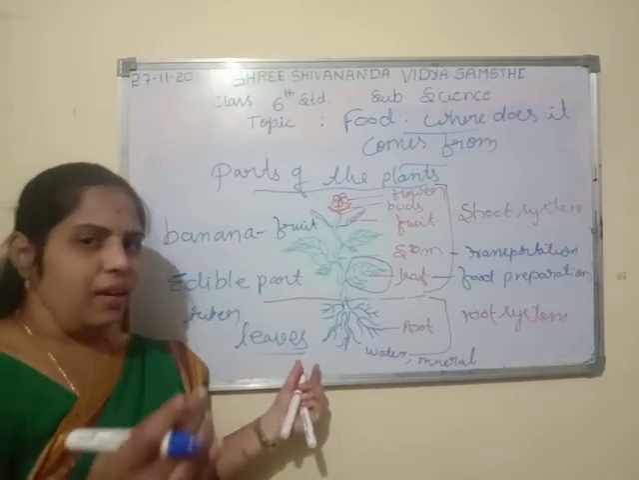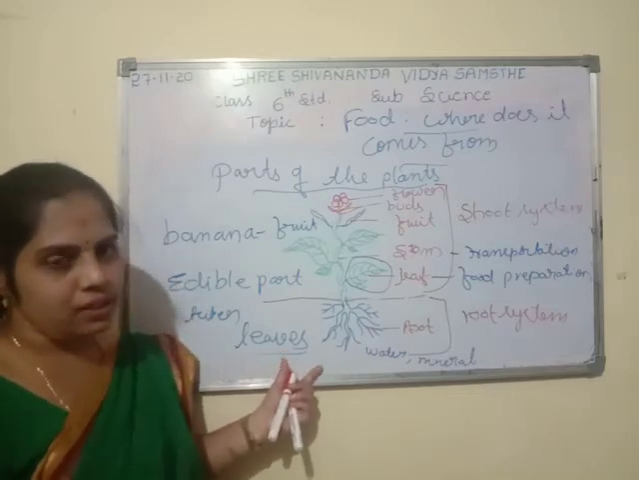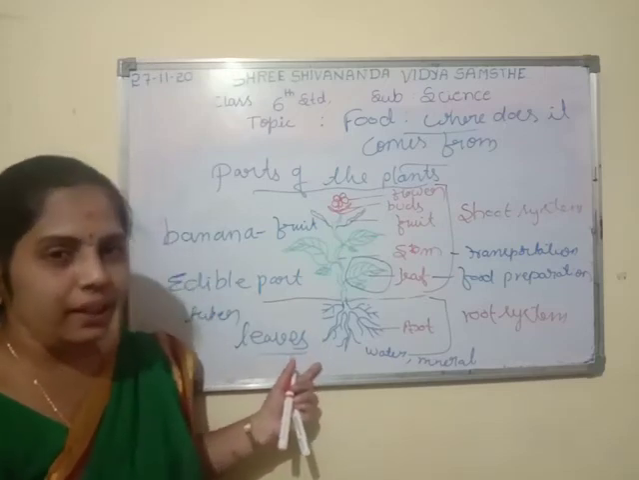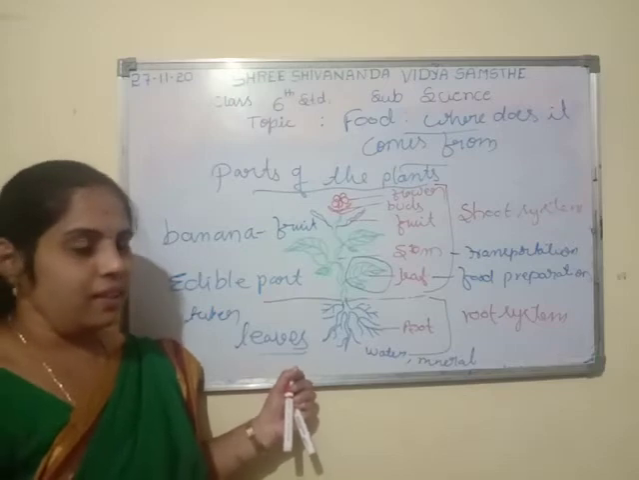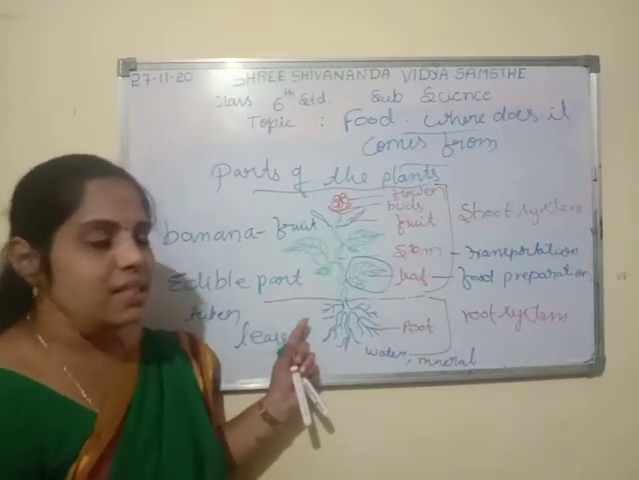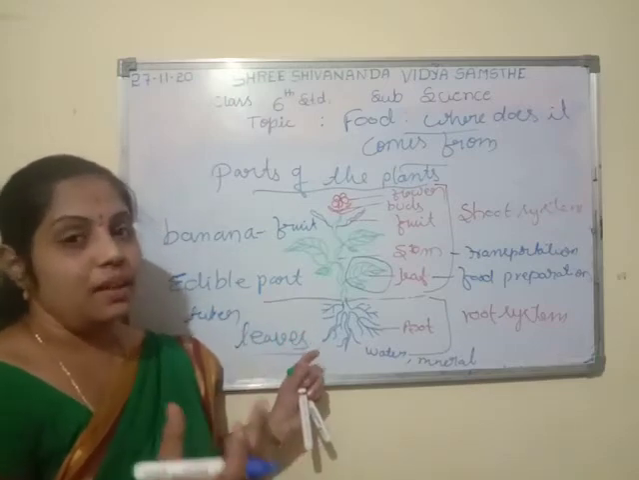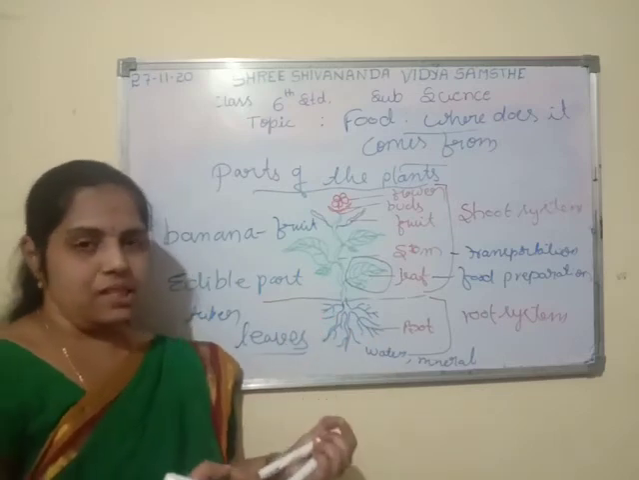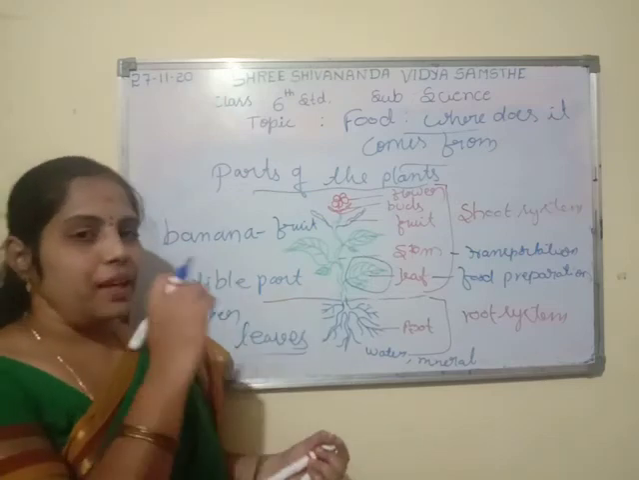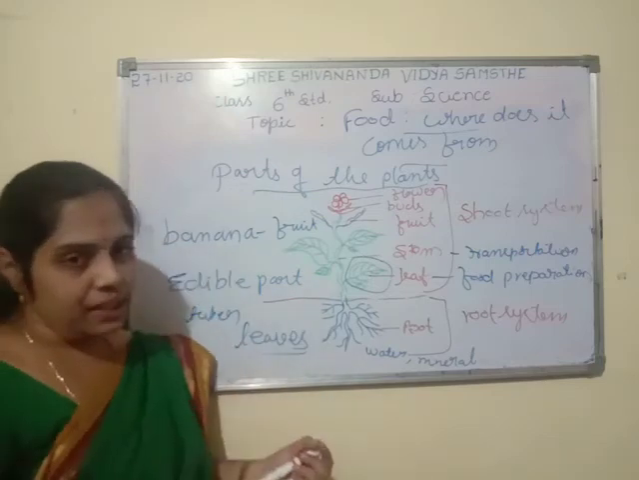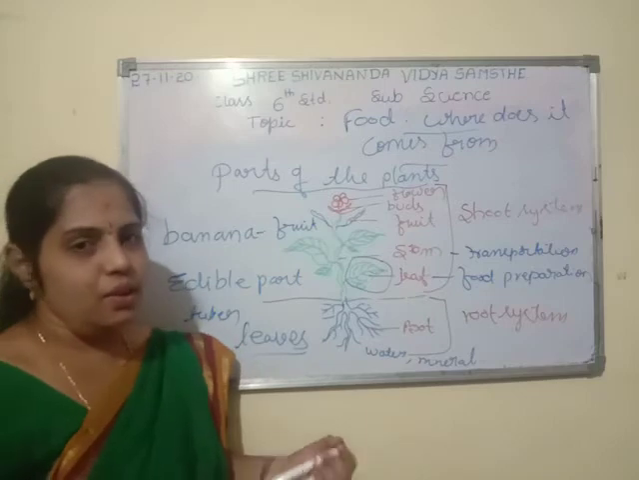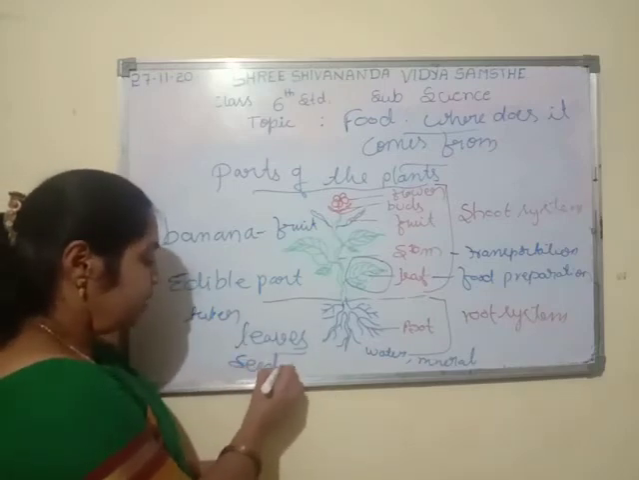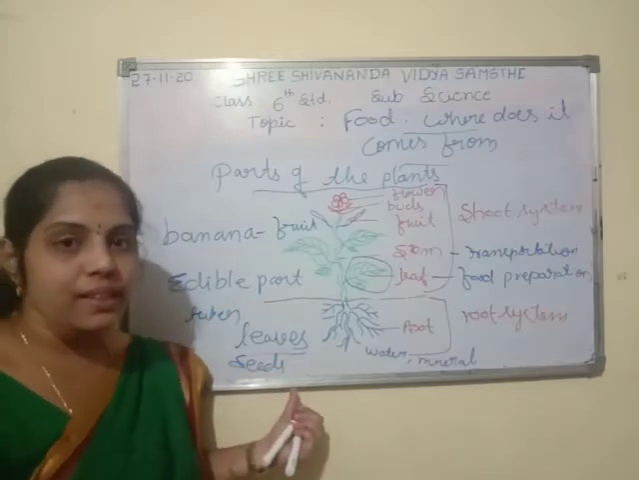Can you give another example for this? If you take the pumpkin, kumbalakai, which part do you eat? Yes, it is the fruit. And in some cases it is grams, pulses. Groundnut plant or gram plant. In this kind of plant we are going to eat only the seeds.